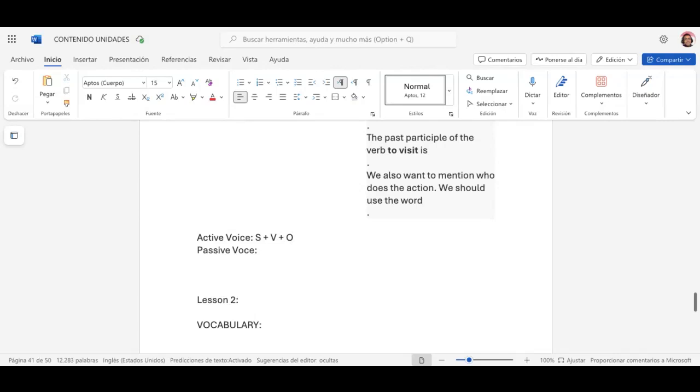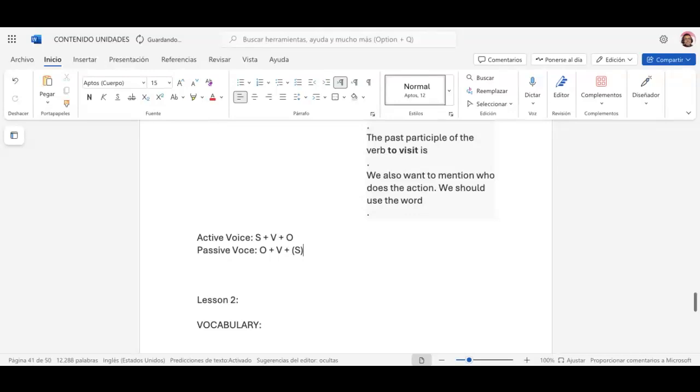Maria eats an apple. The focus of the active voice sentence is not the action or the object, but the subject: who does the action. And then in the passive voice, the only thing that we have is the inversion of the order. First we have the object, then the verb in its passive form, and then the subject if we want. For the passive voice, the subject is optional.